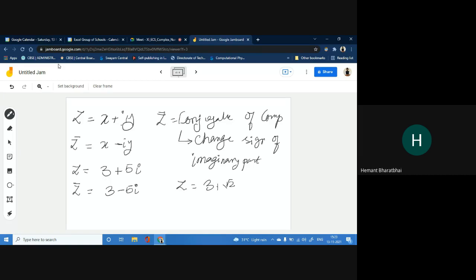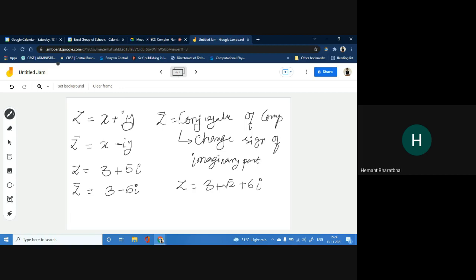Suppose I have a complex number, say 3 plus 5i. Then its conjugate will be z bar. I just have to change the sign of the imaginary part, so that will be 3 minus 5i. My imaginary part is 5i. Let us see one more example.